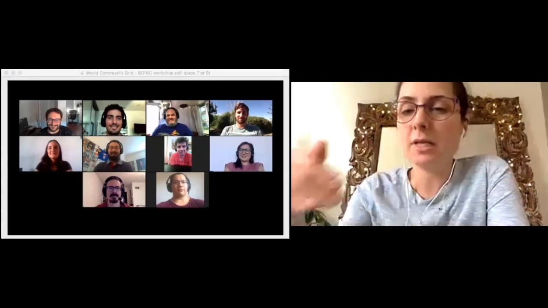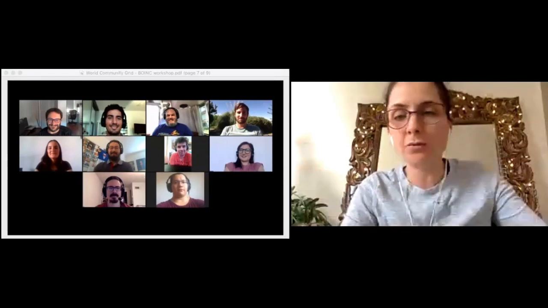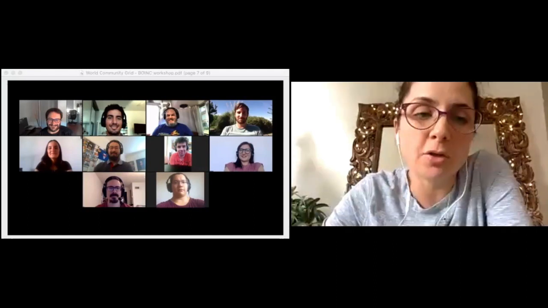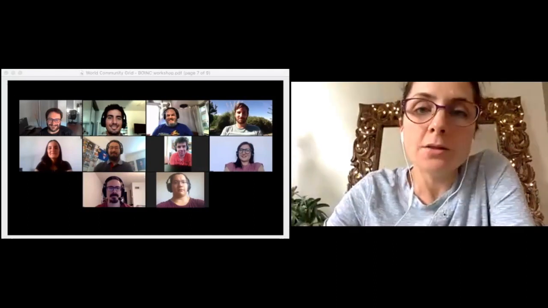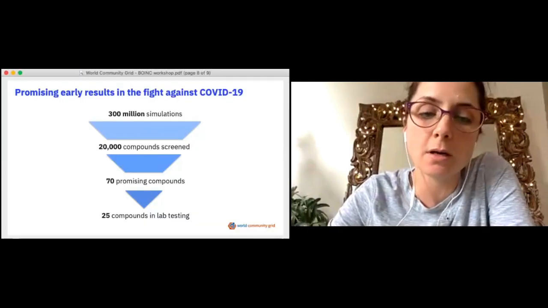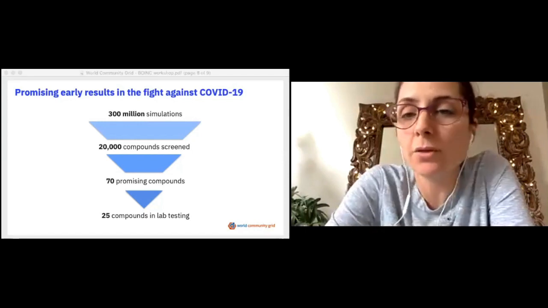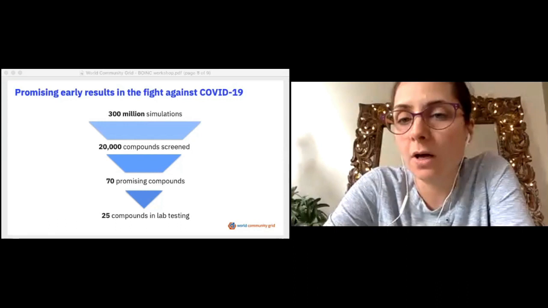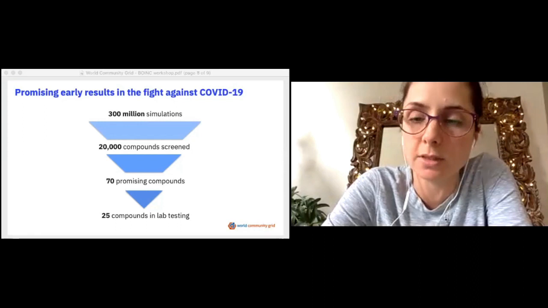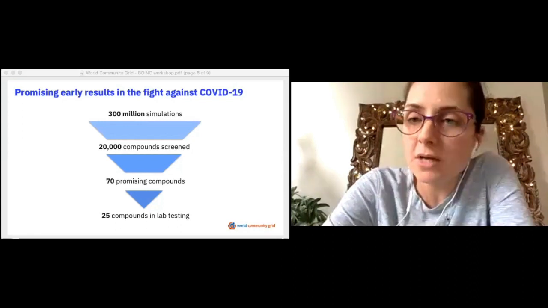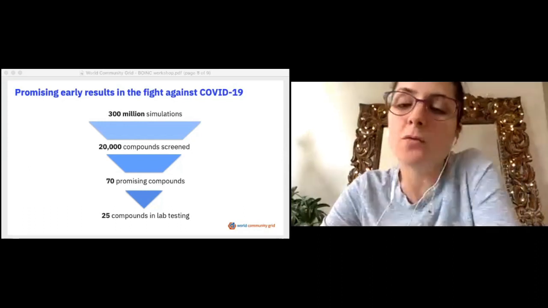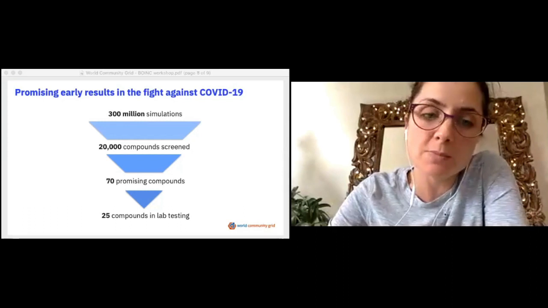So to do these simulations at this kind of scale, it's really rare that scientists have the kind of computing power that they need, and that's where our volunteer community comes in. In the first 6 months of the project, we had about 70,000 World Community Grid volunteers run 300 million simulations to simulate how 20,000 compounds might be effective against these key protein targets. Of those 20,000 chemical compounds that were screened, 70 were found to be promising, of which 25 are being tested in the lab as we speak.